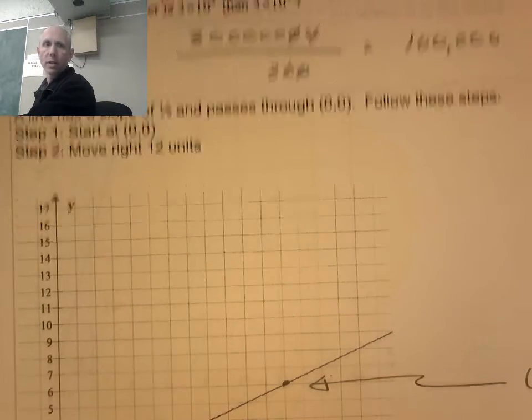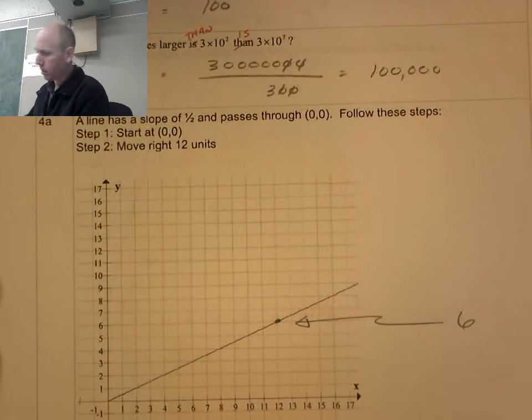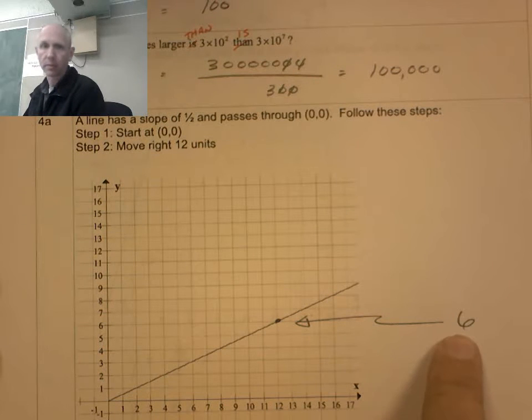All right, so this one says start at 0, 0, go 12 units, and then where's the line? 0, 0, go over 12 units, go up. Where's the line? The line's at 6. Or how high is the line? At 6. Cool.